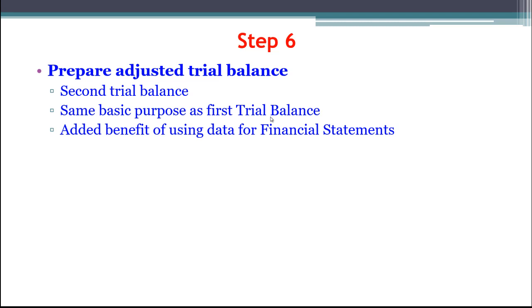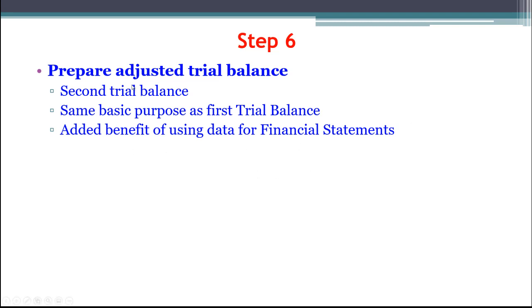Examples of them. Step 6, now we're taking those balances after all the adjusting entries, and we're preparing a second trial balance, the adjusted trial balance. It has the same basic purpose as the first trial balance. The only difference is now we're using this data for the financial statements, whereas before we were doing a regular journal entry. In order to help us do the adjusting entries, we needed to know the first trial balance, and then we figured out what has actually happened that needs to be recorded now.